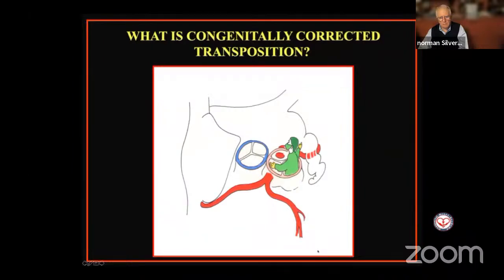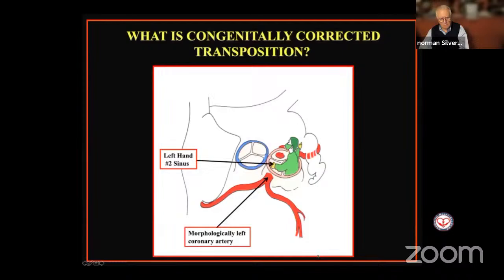And as you all know, we do that by considering ourselves as the little surgeon. We're standing in the non-adjacent sinus of the aortic root. We're looking towards the pulmonary trunk. And then we analyze the origin of the major coronary arteries from the sinuses of the aorta. And in the usual example of congenitally corrected transposition, we find that the morphologically left coronary artery, supplying the right-sided morphologically left ventricle, is to the left-handed sinus of the aortic root. And this, of course, is sinus number 2.